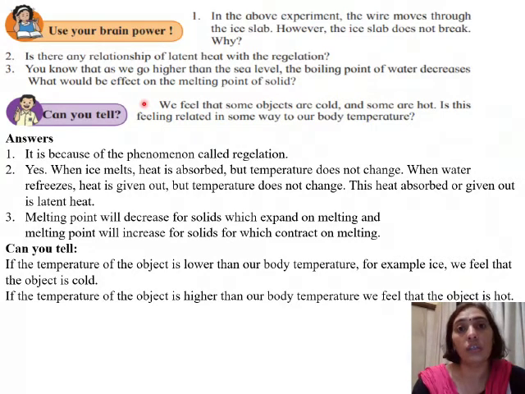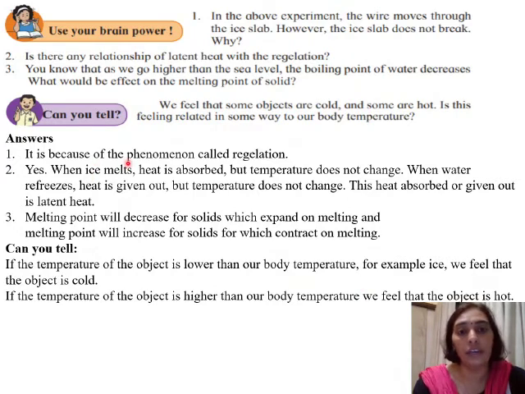In the pressure cooker, we take the contents of the food and add water. Now, due to the steam that is created, the steam exerts pressure on the food items. So pressure is increased, and as pressure increases, the boiling point increases. The relationship you have to remember: as pressure increases, boiling point increases. And now the food gets cooked properly. What would be the effect on the melting point of a solid? The answer is, melting point will decrease for solids which expand on melting, and melting point will increase for solids which contract on melting.